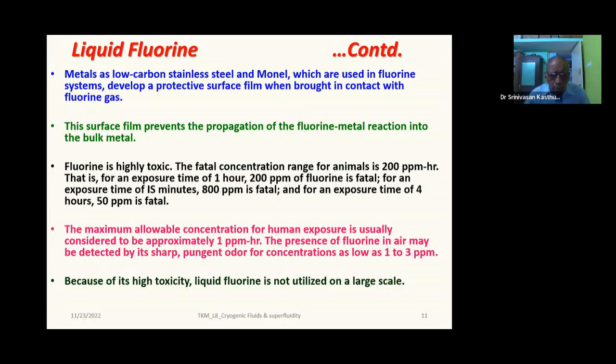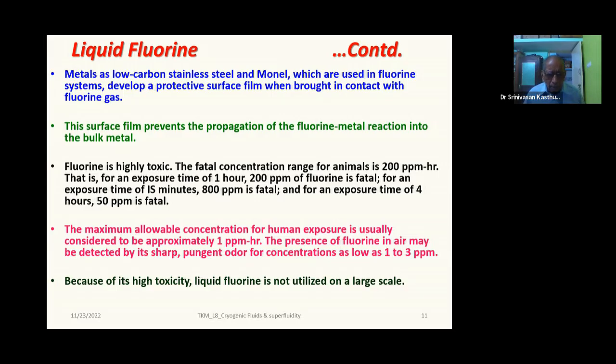Metals such as low carbon stainless steel and Monel, which are used in fluorine systems, develop a protective surface film when brought in contact with fluorine gas. This surface film prevents further propagation of the fluorine-metal reaction into the bulk metal.